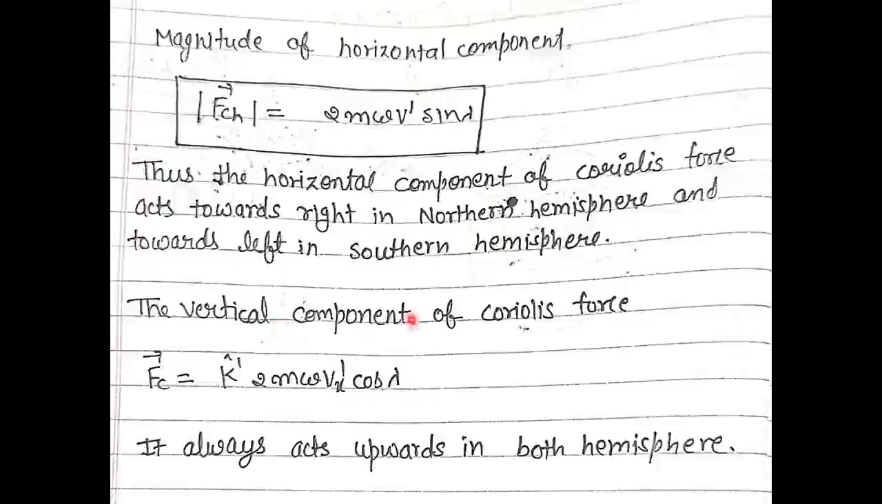The vertical component of Coriolis force is Fc equals k dash 2m omega vx dash cos lambda. It always acts upwards in both hemispheres.